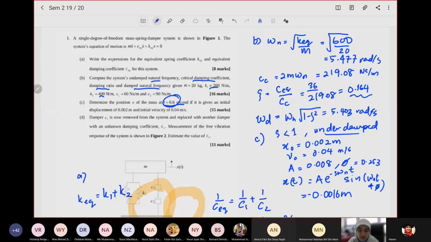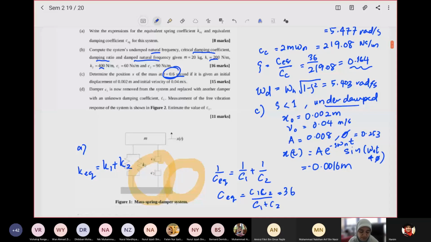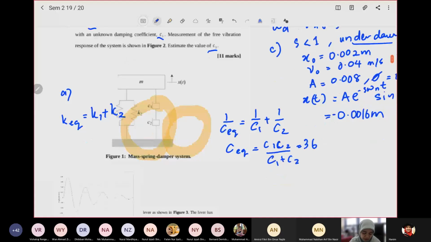Any questions so far? If not, we go to part D. Part D: damper C is now removed from the system and replaced with another damper with an unknown coefficient C3. So they are referring to C1 being changed to C3. Measurement of the free vibration response of the system is in figure 2. Estimate the value of C3. In other words, now we are referring to this figure.